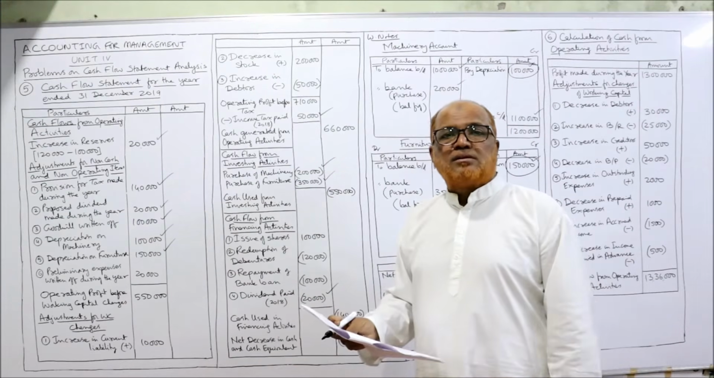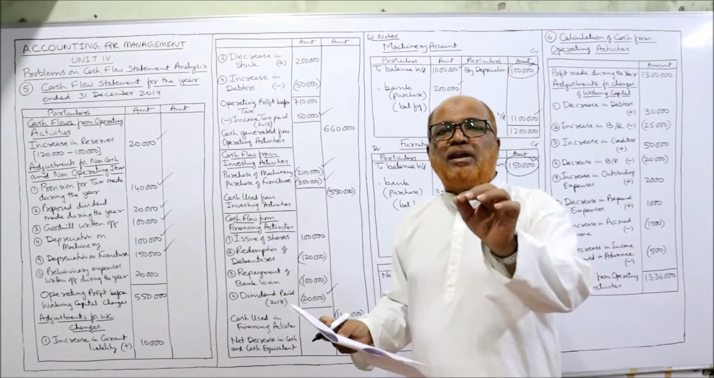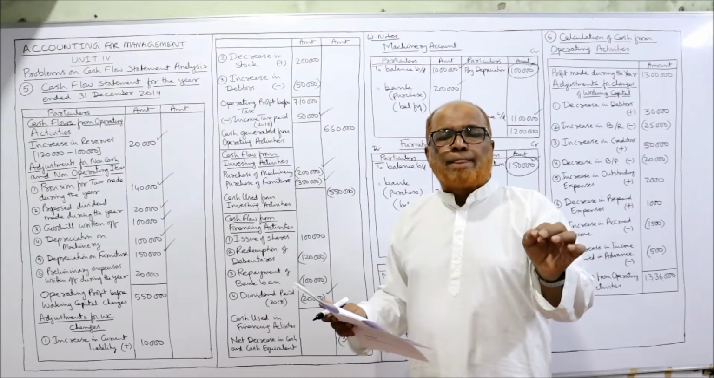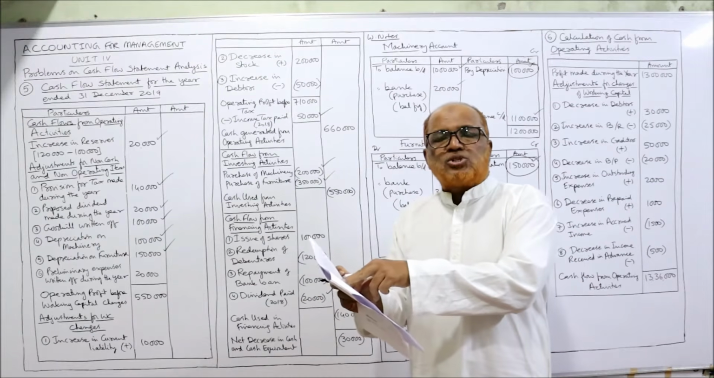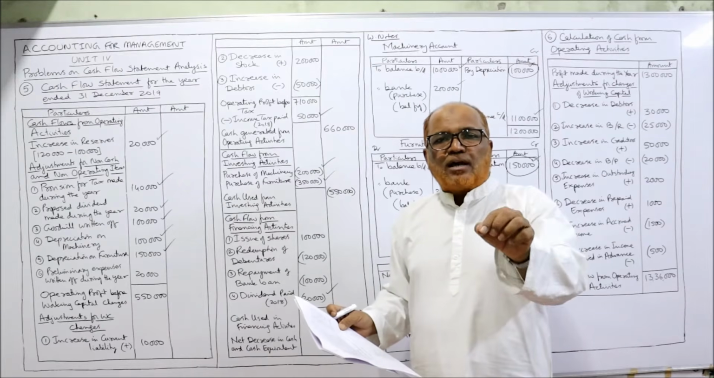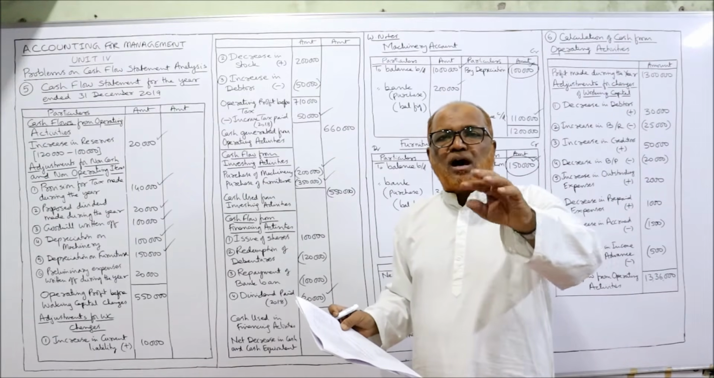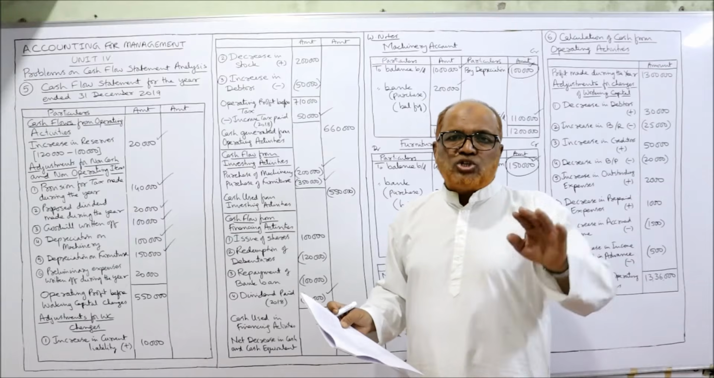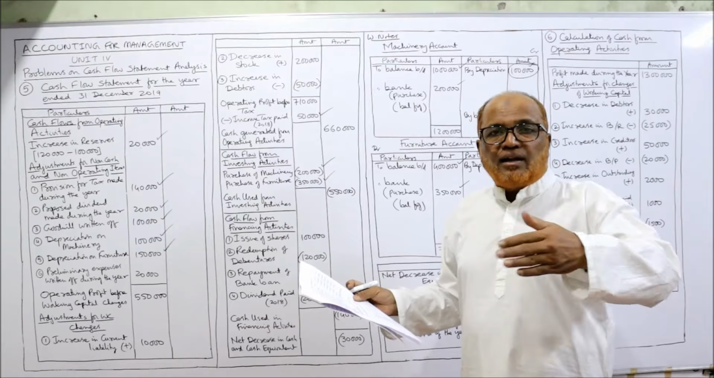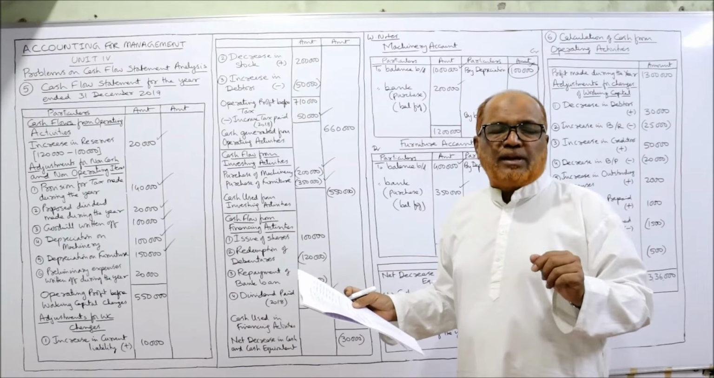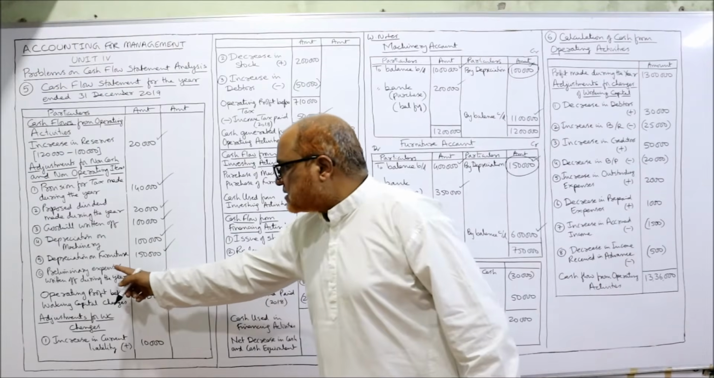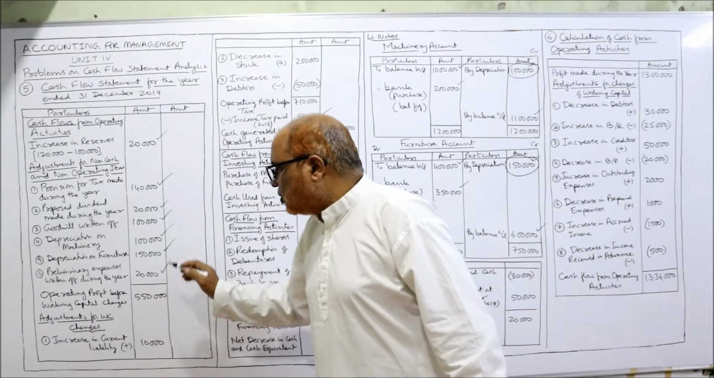Preliminary expenses are a fictitious asset. These preliminary expenses are a fictitious or imaginary asset. The last year preliminary expenses were 20,000, current year nil. That means during the current year preliminary expenses are written off by charging to profit and loss account. So it's a non-cash item. Writing off of preliminary expenses is a non-cash item. The preliminary expenses written off during the year are 20,000.